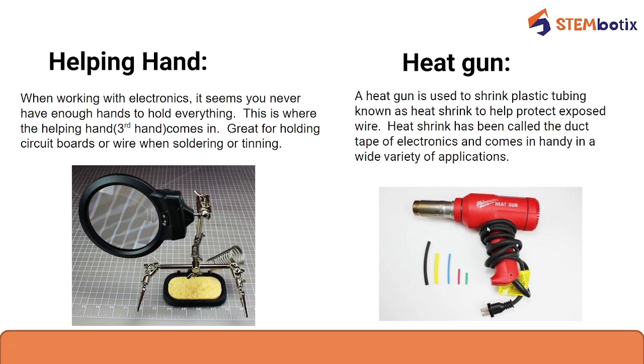Thereafter, we have the heat gun. Now, this is the heat gun which is used to shrink plastic tubing known as heat shrink to help protect exposed wire. Heat shrink has been called the duct tape of electronics and comes in handy in a wide variety of applications.